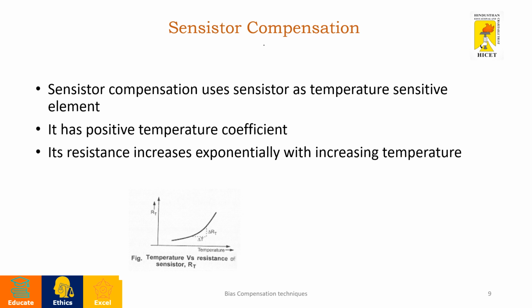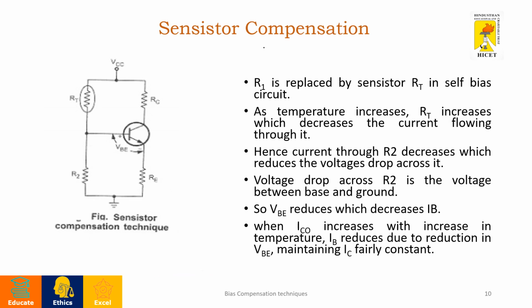Next is sensistor compensation, where a sensistor is used as a temperature sensitive element which has a positive temperature coefficient, which means that the resistance increases exponentially with increase in temperature. This is the circuit for sensistor compensation, where the sensistor is placed in this position of the voltage divider bias. When temperature increases, this resistance also increases. When resistance increases, the current flowing through this resistance decreases. Obviously, the current flowing through R2 will also decrease, so the base emitter voltage also decreases.